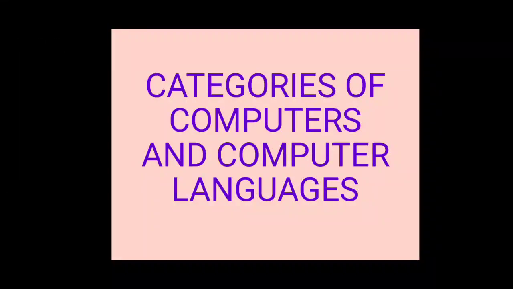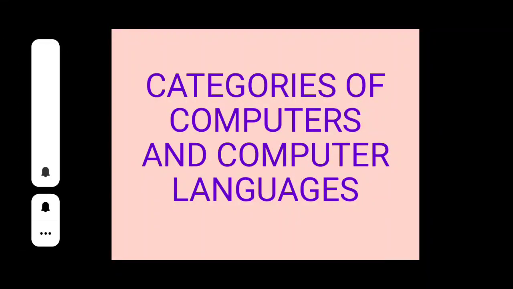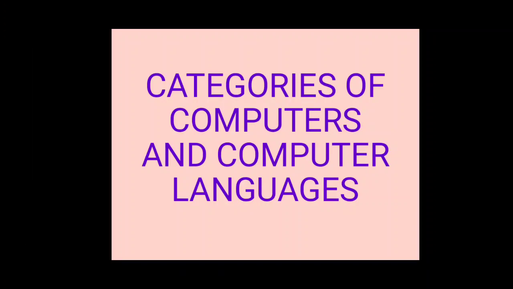Students, already we have seen in the introduction how computers work and what a computer is exactly. So this will be our first lesson, categories of computers and computer languages. In this lesson we will see the various categories of computers, like sizes, shapes, types, purpose and generations even.